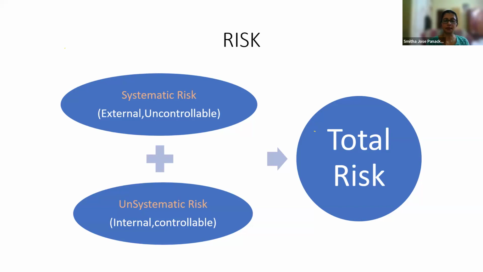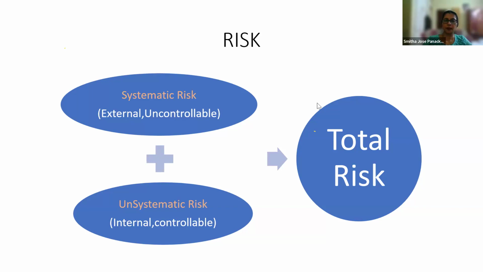Unsystematic risk means controllable risk, internal risk. If you know that there is raw material availability to a particular industry, and when you search for shares to invest, you can do one thing. You can eliminate that industry or a particular firm from your list, right? And you can opt good companies only. That is how you diversify your risk, right? That is what is unsystematic risk. Hope this is clear.